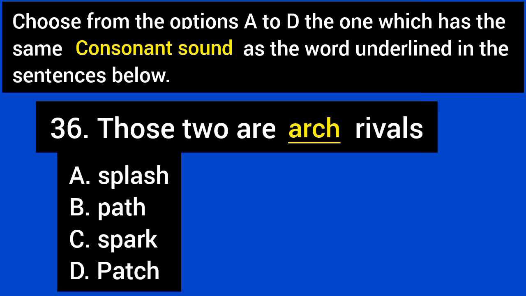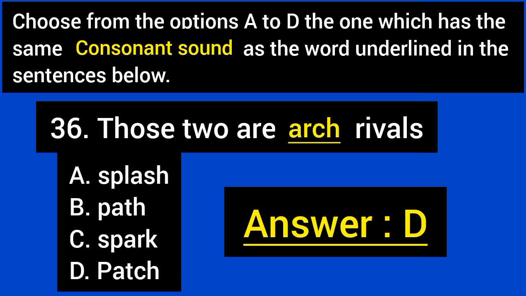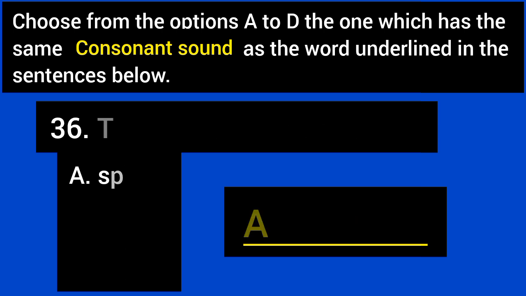Now let us go into the D. So we have patch. Patch, arch. So we have the ch sound. So we can therefore say that our possible answer for number 36 is the D. We have the arch and we have the patch. All right, thank you very much. Let us move on to our next question.